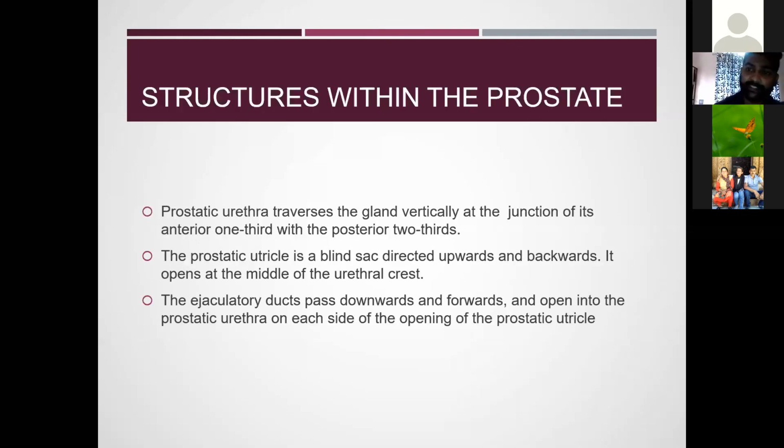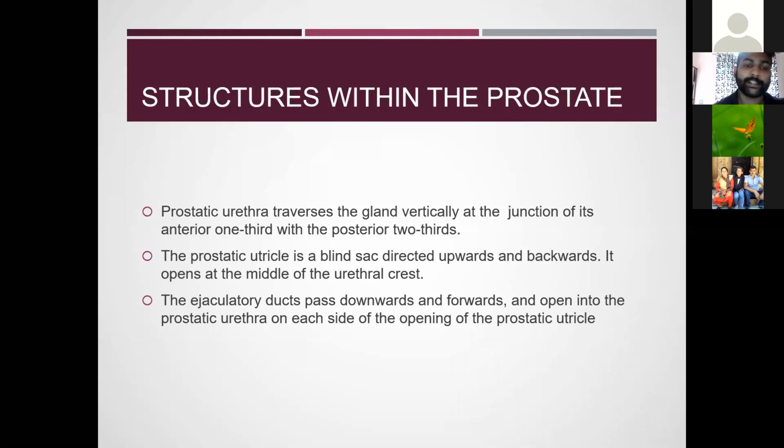The structures within the prostate. The prostatic urethra traverses the gland vertically at the junction of its anterior one third and posterior two thirds. The prostatic urethra is the part of the posterior urethra. It passes through the prostate at the junction of its anterior one third and the posterior two thirds.